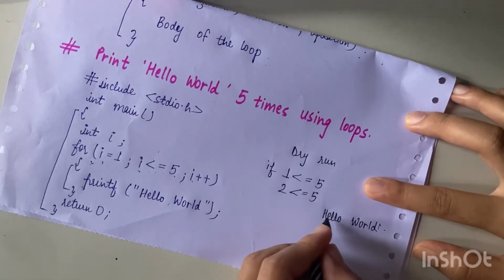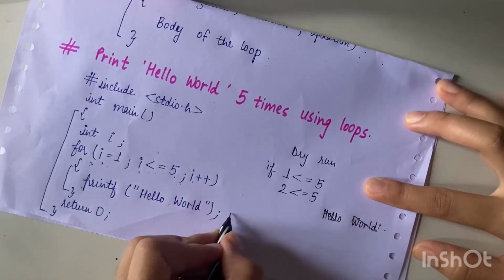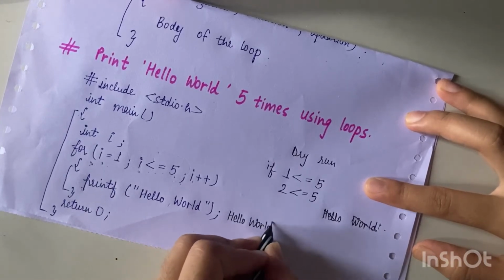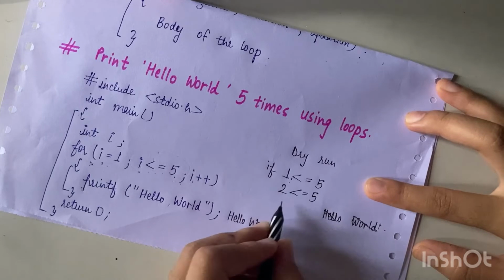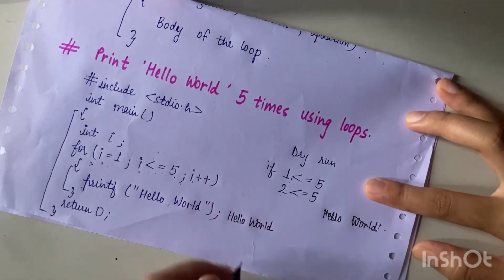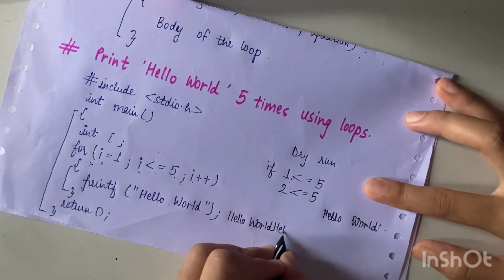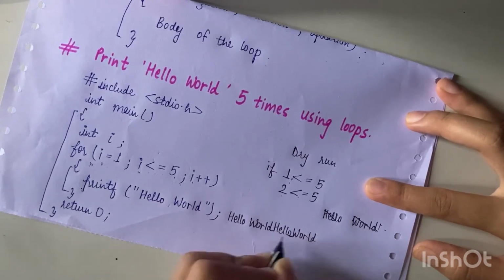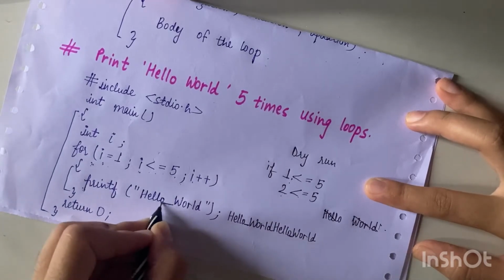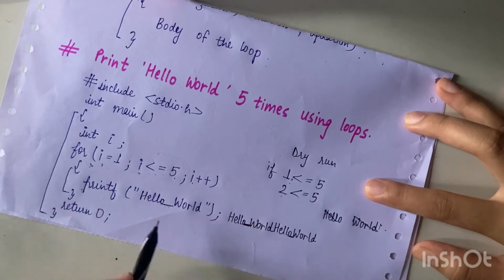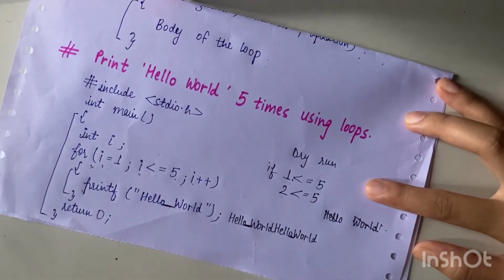So let me write this here. Hello world. This is when we print the first time. Then the second time, when i is equal to 2, less than 5, this time also the condition is true. So hello world will print just after the previous hello world, with a space in between. Since we have given a space here, the space will print here also. I'm using underscore to represent the space.